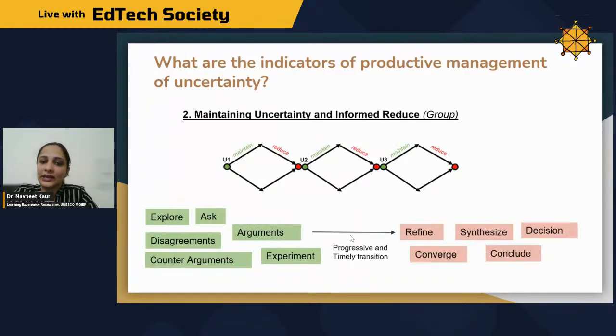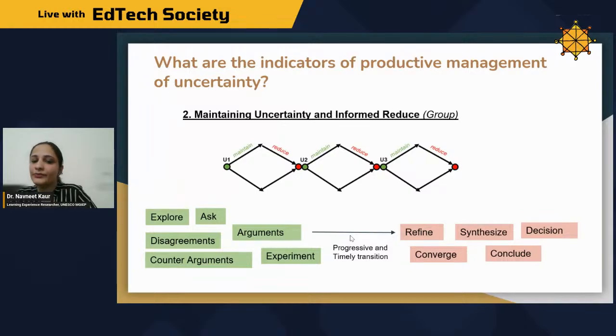Then is maintaining uncertainty followed by informed reduction. You can see this at a group level. So if you see that when some discussions are happening, learners are exploring, they're asking questions, there are disagreements, there are arguments, counter arguments, they're experimenting.